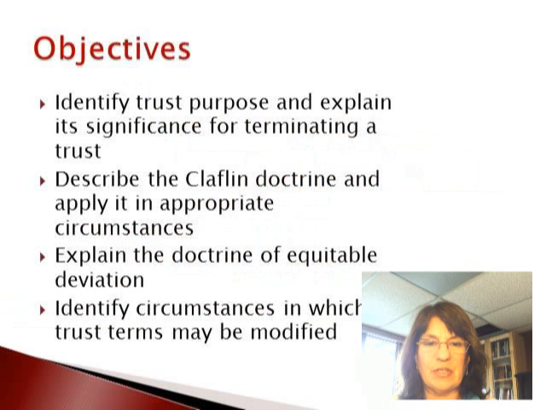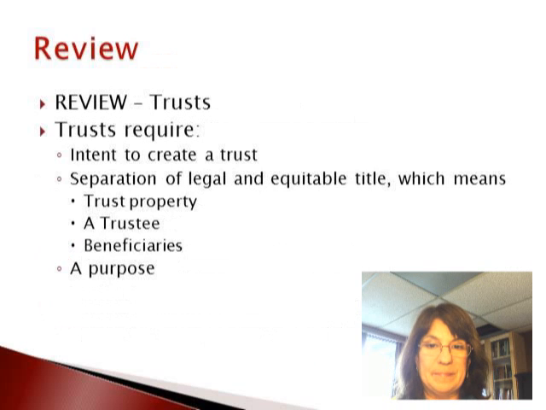For this portion, and these objectives go for 10A and 10B, we will identify trust purposes and explain the significance of the trust purpose in terminating a trust. We'll describe the Claflin doctrine and apply it where it's appropriate. We'll explain the doctrine of equitable deviation and identify circumstances in which trust terms could be modified.